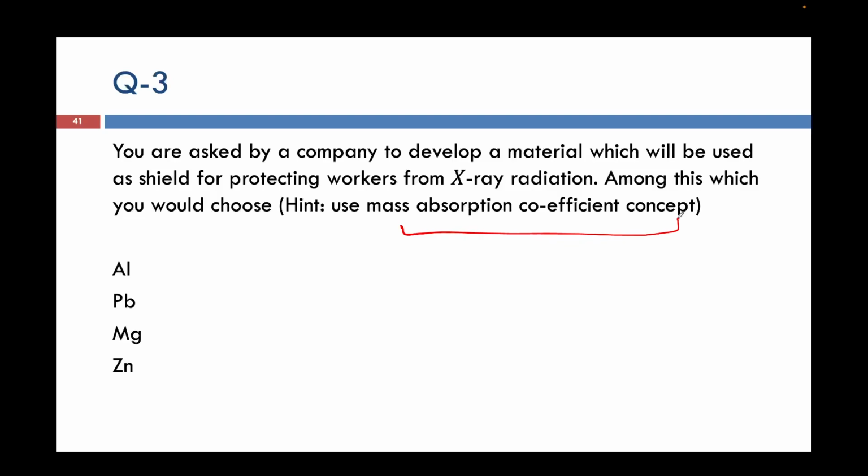You are asked by a company to develop a material which will be used as a shield for protecting workers from X-ray radiation. Remember, X-ray is carcinogenic. When X-rays were first produced in Europe, people used them for taking photographs. There were photographic studios of X-rays. But since they were carcinogenic, and at that time people did not know about the negative side of X-rays, after a certain period of time in and around Europe, there were a lot of cancer issues. So X-rays are always carcinogenic.